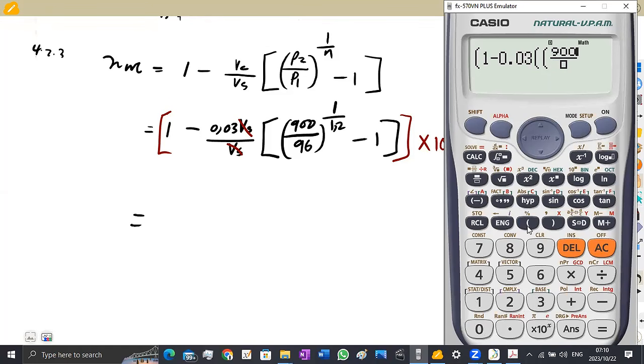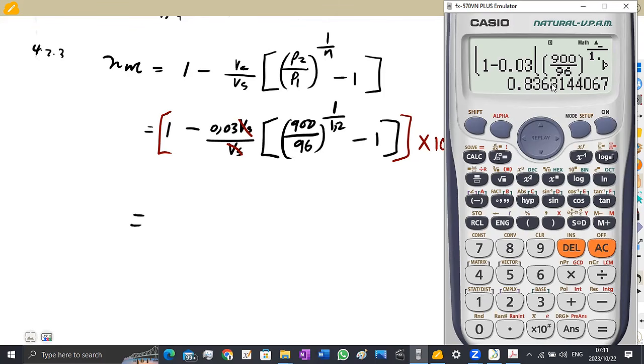All right, so this is 900 over 96. Close the bracket, put the exponent, a fraction there, that's 1 over 1.2. Then we're going to subtract 1. Close this bracket. I think we have it. Exactly. So I don't know which part I mistakenly entered.